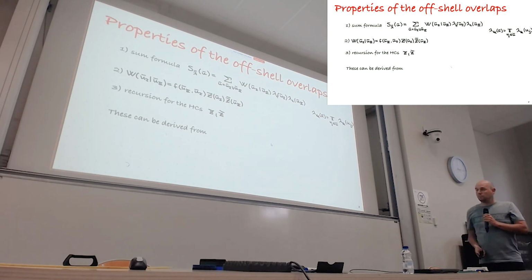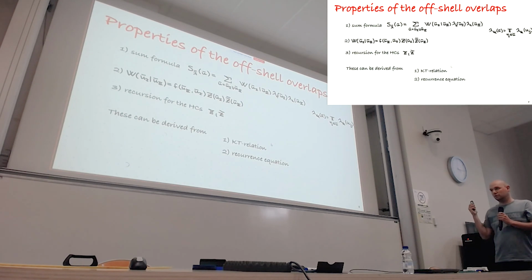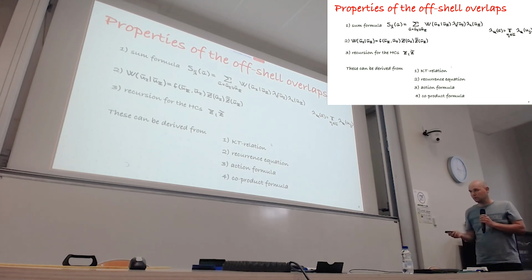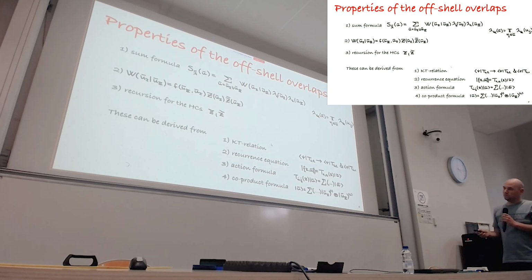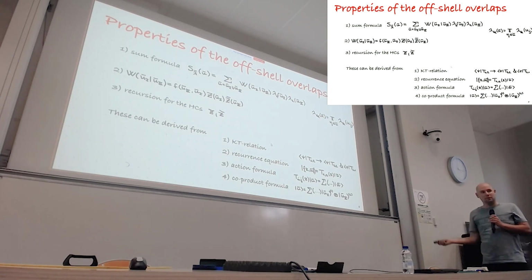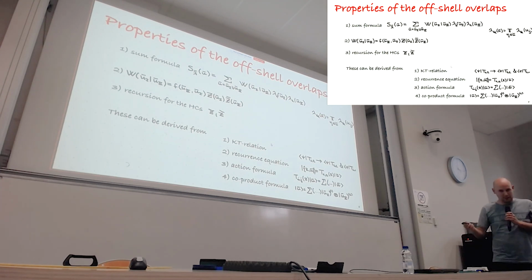And these properties can be derived from the KT relation, the recurrence equation for the off-shell beta states, the action formula, and coproduct formulas. More precisely, we use the KT relation to change the creation operator to an annihilation one. The recurrence equation is simple in this GL2 case. And the action formula tells us how the monodromy matrix entries act on the beta states. And we also have the coproduct formula. So if we have these four inputs, we can derive these properties. And this property is enough to derive the on-shell formula.